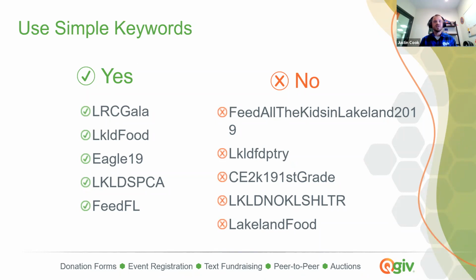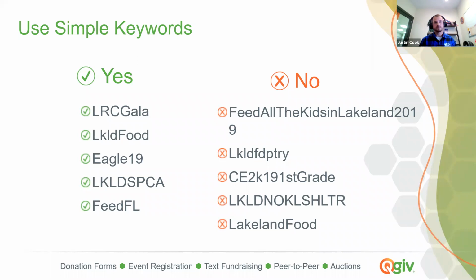Whereas if you look at Feed All the Kids in Lakeland 2019, that leaves a lot of room for error. That leaves a lot of room for user error. That also leaves error for the autocorrect on the phone to mess up your keyword. Even though you have designed it to be for your donation and your keyword, autocorrect is still a thing and technology will still mess it up. So if you make it short and simple, it's going to make it easier for your donors to give to your organization.